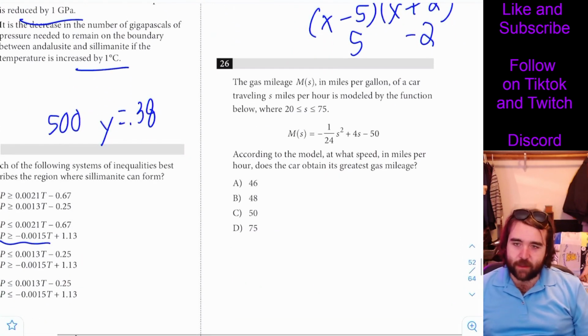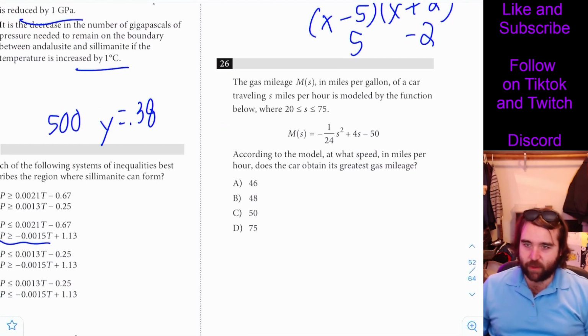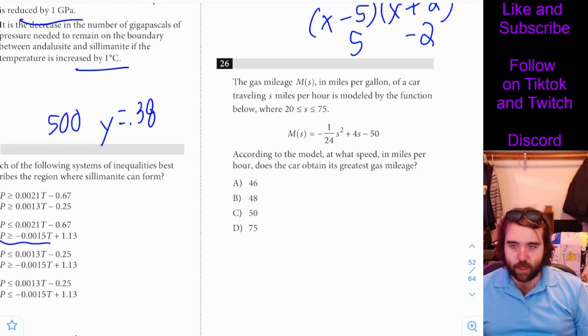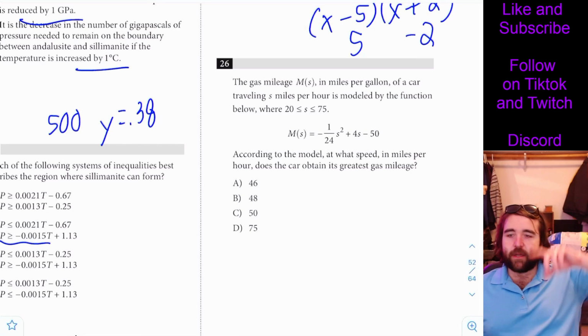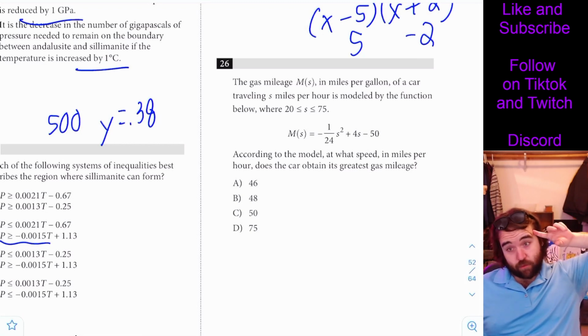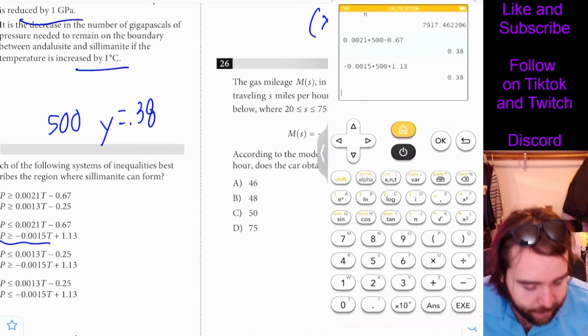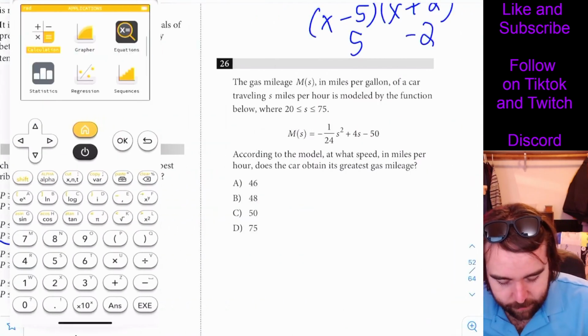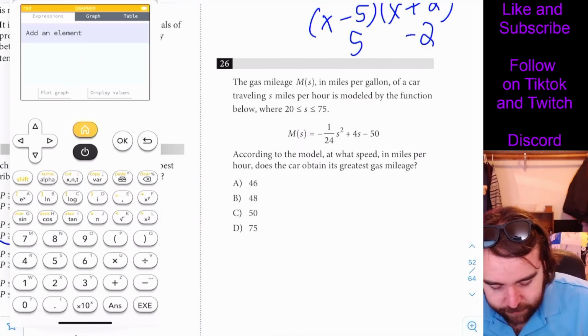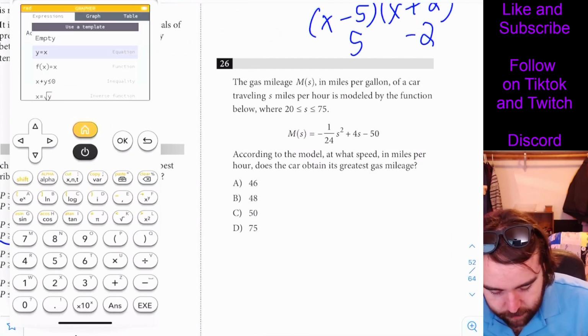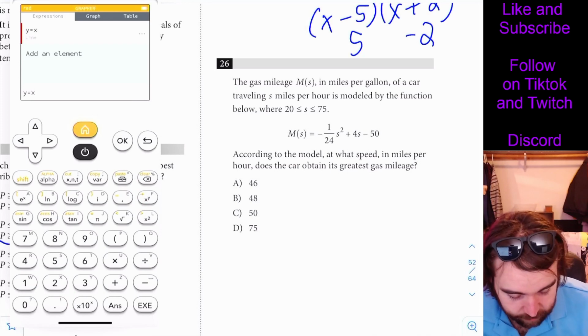So the gas mileage in miles per gallon of a car traveling S miles per hour is modeled by the function below. According to the model, at which speed in miles per hour does the car obtain the greatest gas mileage? Ooh, so we're looking for the maximum of this function. That is a calculator problem. We could graph it too, but this is definitely going to be easier to just graph in the calculator.